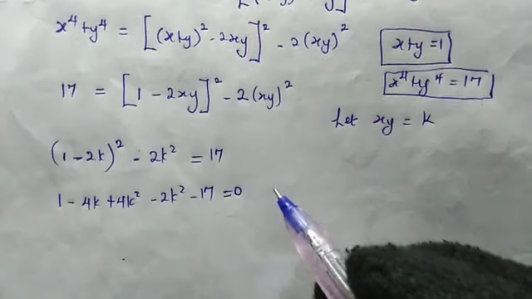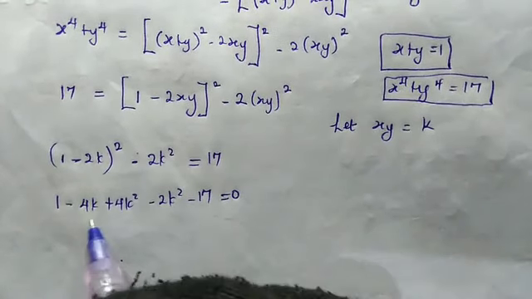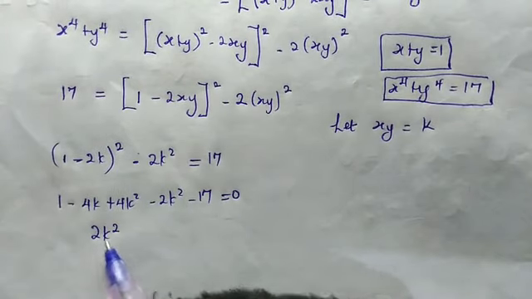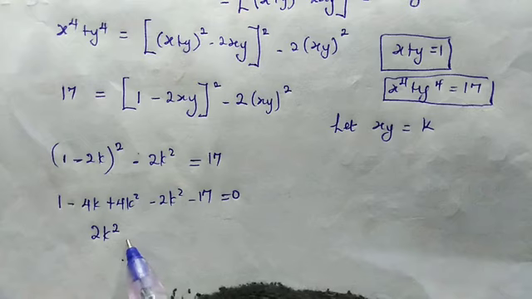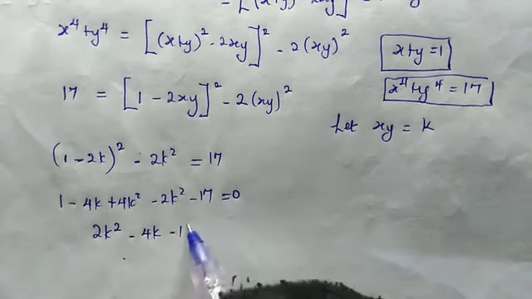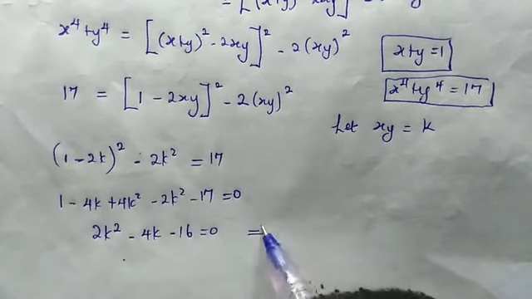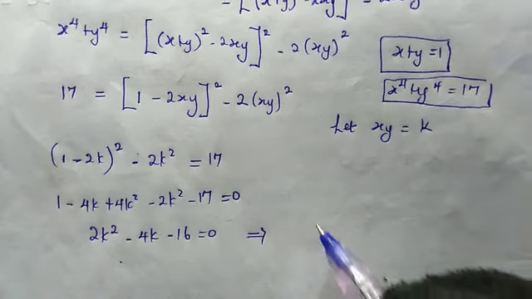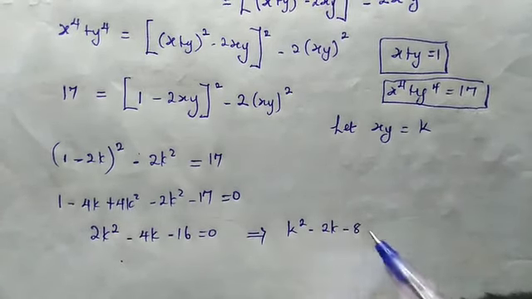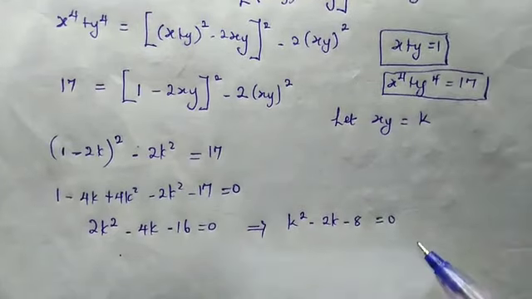So from here, 4k squared minus 2k squared is 2k squared, then we have minus 4k, and 1 minus 17 is negative 16. This is equal to 0. From here, if you divide throughout by 2, this reduces to k squared minus 2k minus 8, and this is equal to 0.